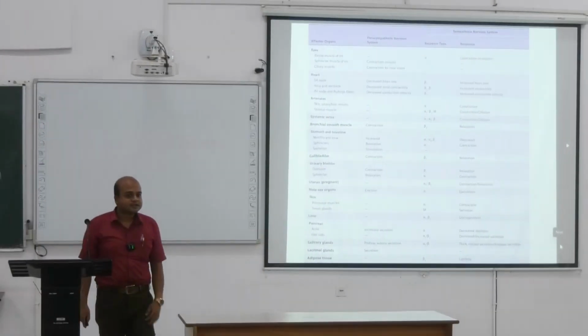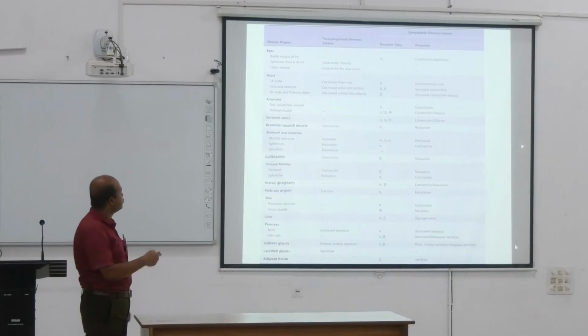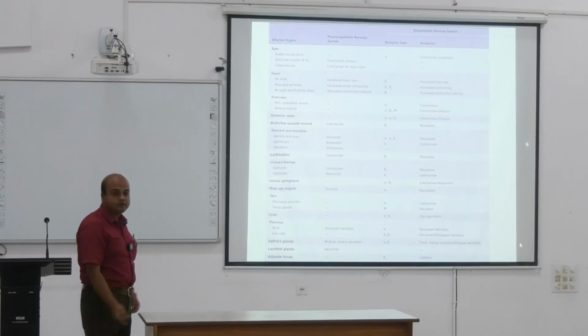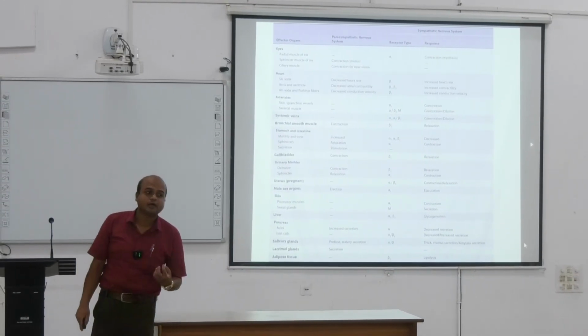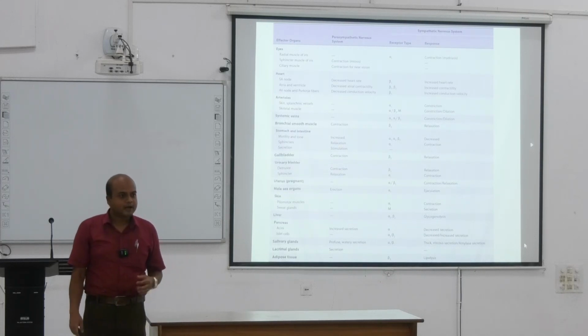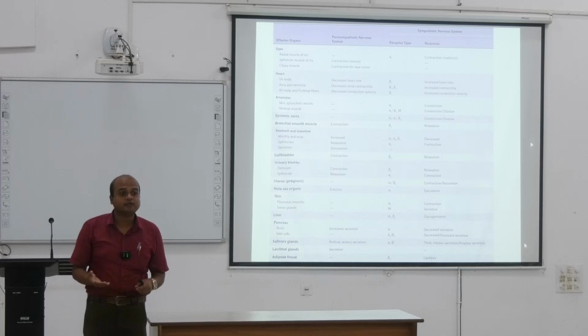In the bronchial muscles, parasympathetic will cause contraction, that means constriction of the bronchial muscles. So, if parasympathetic is overactivated, what will happen? Respiratory distress or relief? Simple, understand simply. Contraction, constriction of the bronchus, respiratory distress, parasympathetic. Sympathetic, it will be relief.